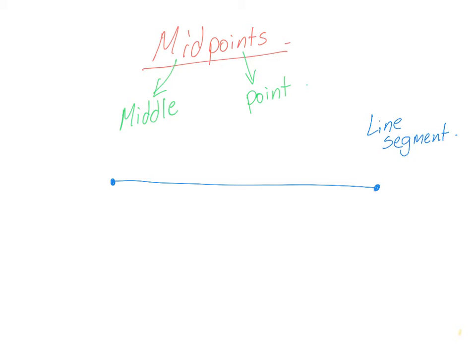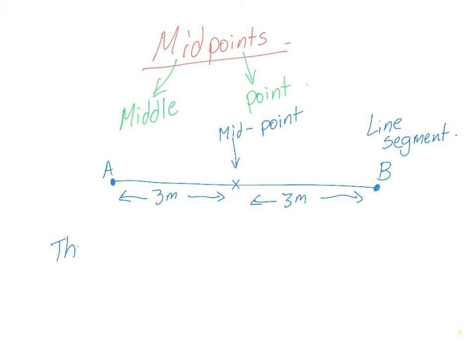where would the middle of this line segment be? Probably somewhere here. So this midpoint, this middle point, is equidistant from the two endpoints A and B. Equidistant means that, let's say if this is 3 meters from A to X, then X to B is also 3 meters. It's equal distances from both A and B.